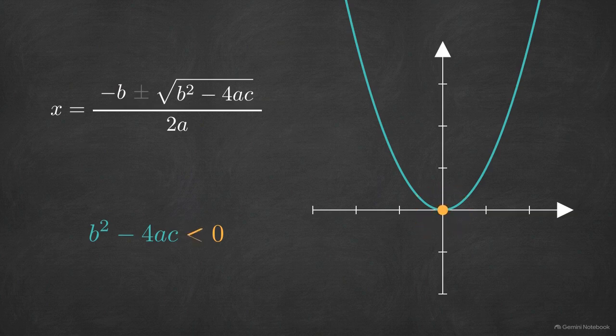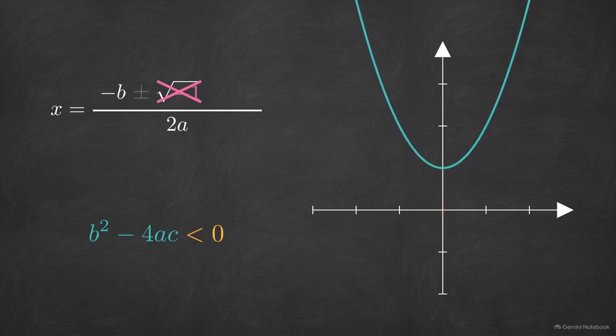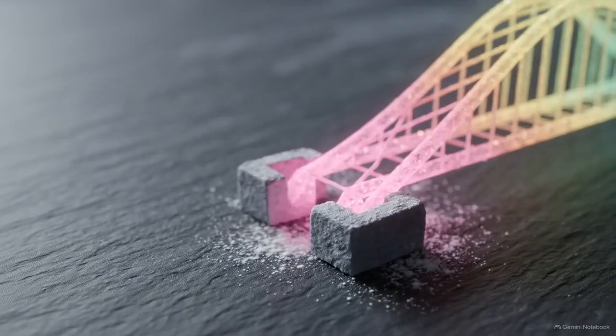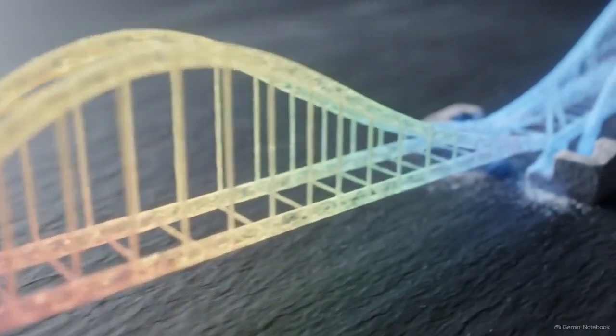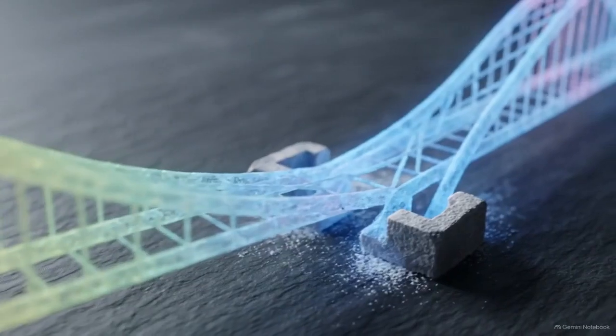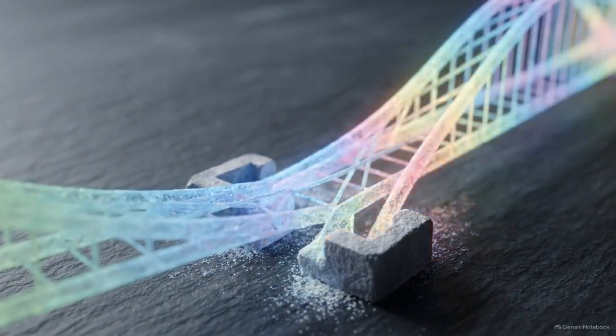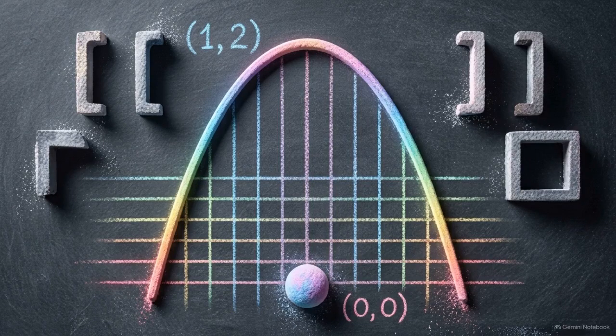And if the discriminant is negative, the calculation stops. A negative under the root means there are no real solutions. Physically, the parabola is floating above or below the axis, never making contact. The discriminant acts as an immediate reality check, telling us whether the geometric curve even has roots to find before we attempt to calculate them. We have used algebra to uncover the geometry.